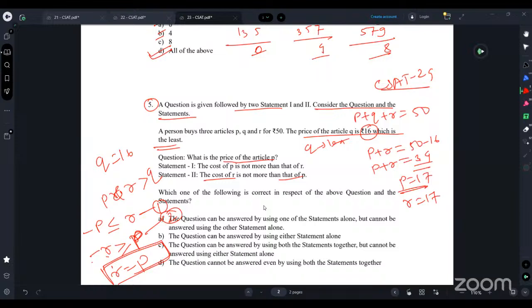What is the price of article P? That is 17. It means that if we use both the statements, we can solve this question, right? So in this case, option C becomes the correct answer. The question can be answered by using both the statements together, but cannot be answered using either statement alone. So option C is the correct answer.